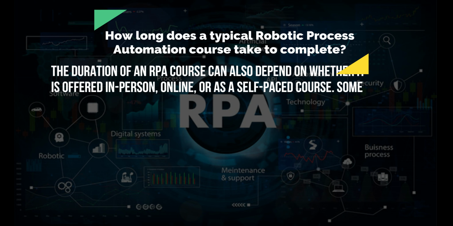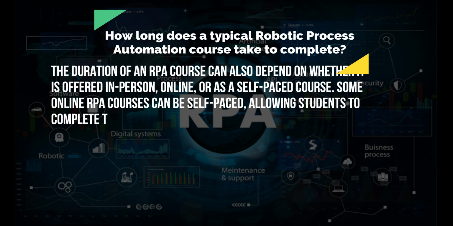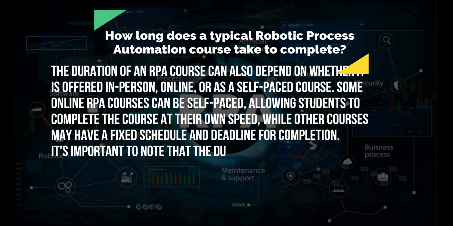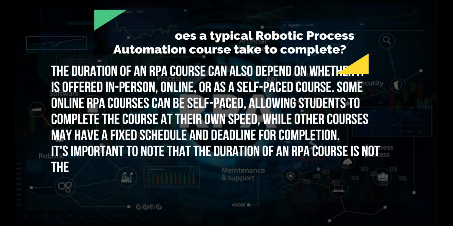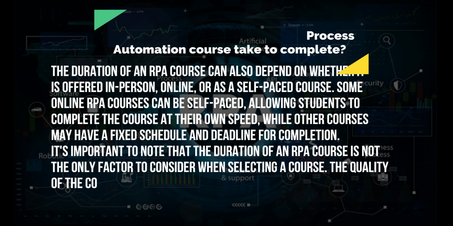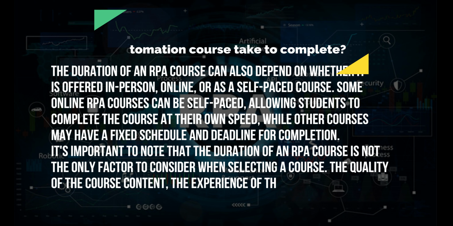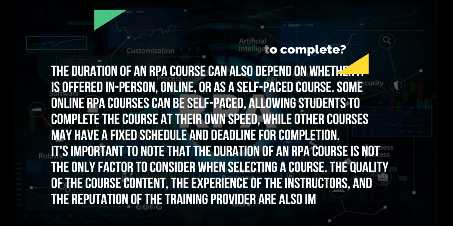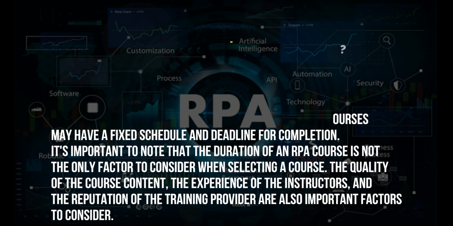The duration of an RPA course can also depend on whether it is offered in person, online, or as a self-paced course. Some online RPA courses can be self-paced, allowing students to complete the course at their own speed, while other courses may have a fixed schedule and deadline for completion. It's important to note that the duration of an RPA course is not the only factor to consider when selecting a course. The quality of the course content, the experience of the instructors, and the reputation of the training provider are also important factors to consider.